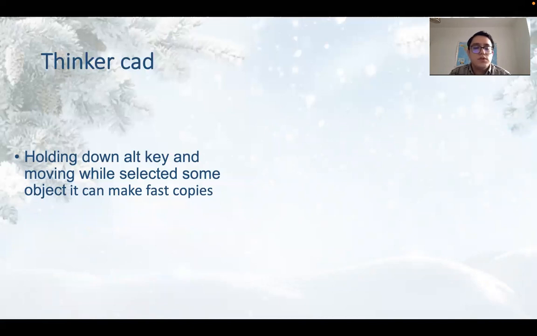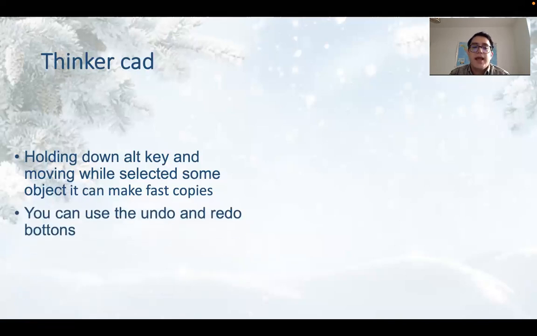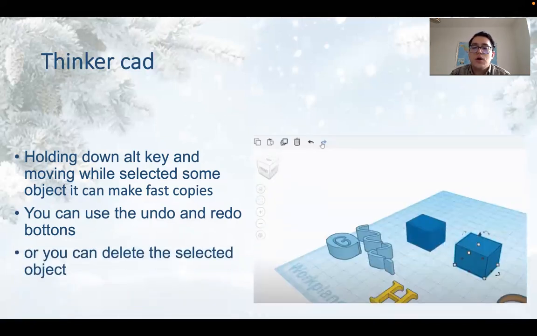And of course, holding down the Alt key while moving a selected object can make fast copies. So using Alt helps you to draw faster. You can hold Alt and move a square, for example, or a cube here, and then you can copy it very fast instead of inserting a new one.